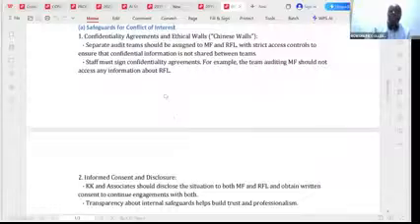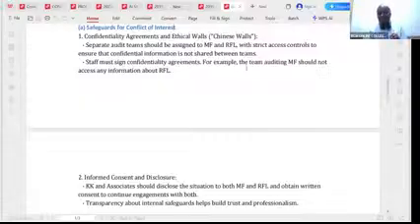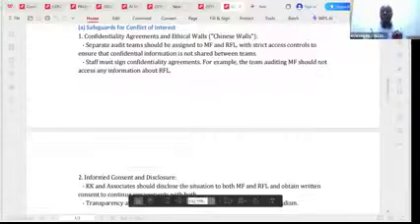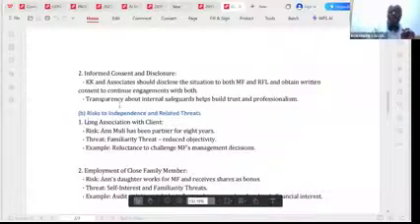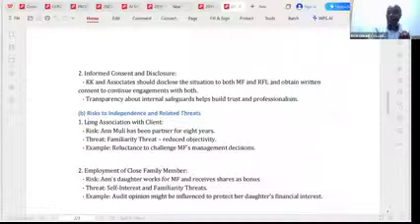Read the answer here. So safeguards for conflict of interest: confidentiality agreements and ethical walls, what we call the Chinese walls. Separate audit teams should be assigned to MF and RFL with strict access controls to ensure that confidential information is not shared between the teams. Staff must sign confidentiality agreements. For example, the team auditing MF should not access any information about RFL. Number 2, we have informed consent and disclosure. KK and Associates should disclose the situation to both MF and RFL and obtain written consent to continue engagements with both. Transparency about internal safeguards helps build trust and professionalism.